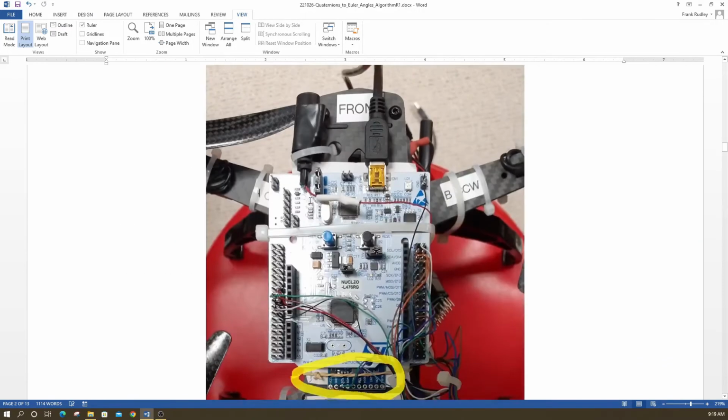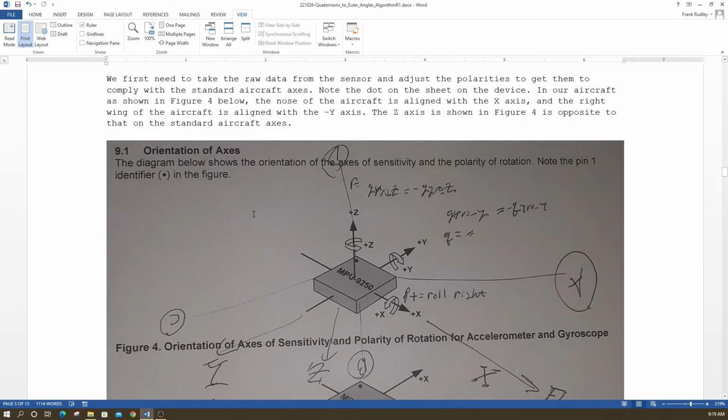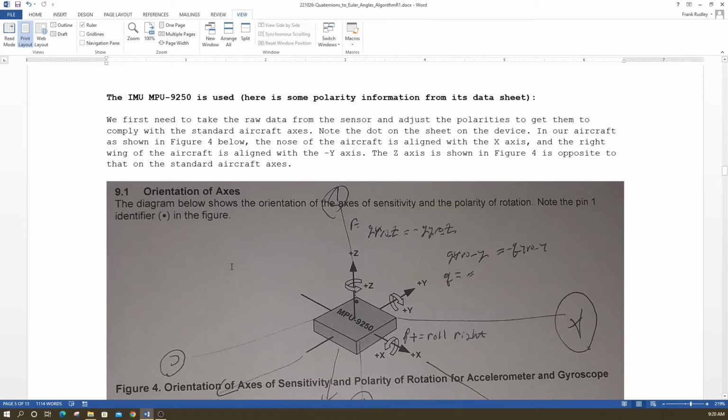So anyway, let's go down here again, and I have a data sheet taken from the MPU 9250. It's important to look at these data sheets to understand the polarities. So we first need to take the raw data from the sensor and adjust the polarities to get them to comply with the standard aircraft axis. Note the dot on the sheet of the device.